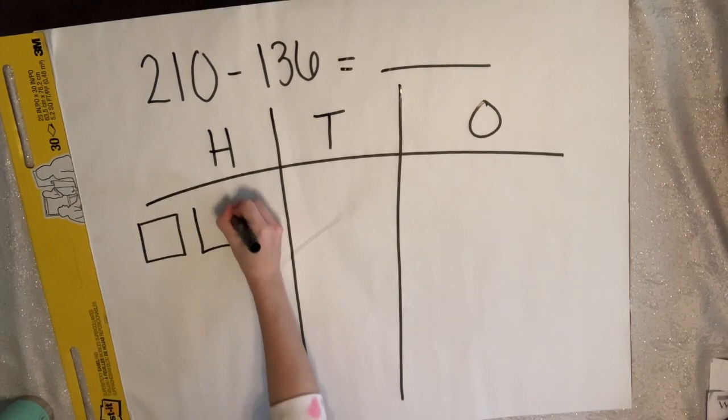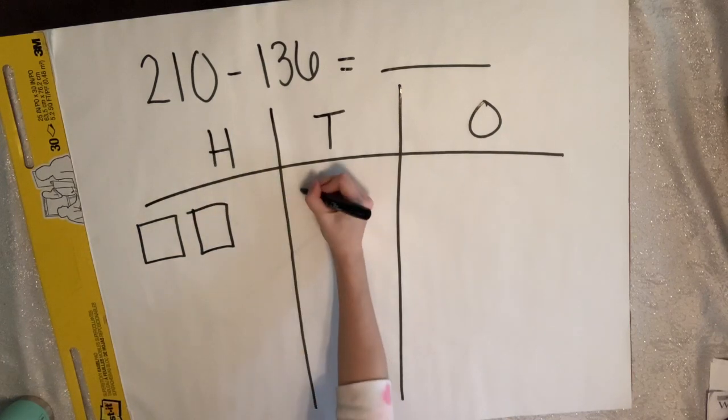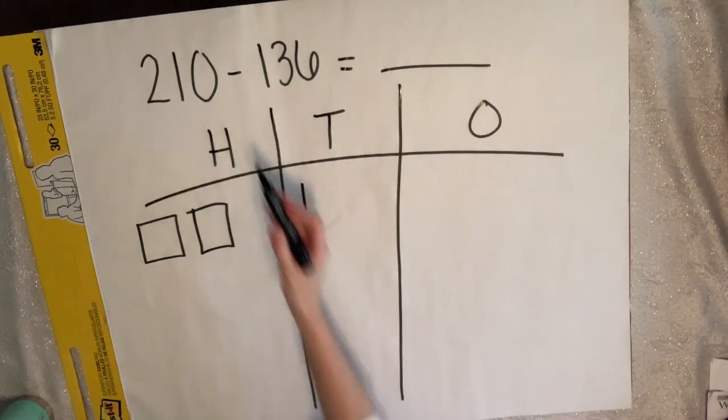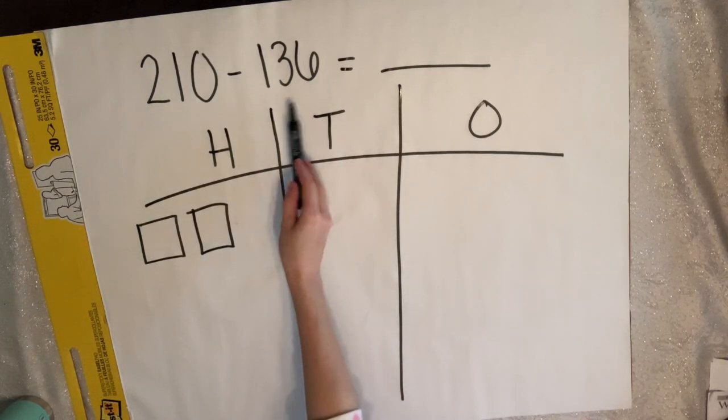And then we're going to look at the tens place. There's 10, so we're going to draw 1 ten rod. There aren't any ones, so we don't need to draw any ones. Now we're going to look at the number we're taking away, 136.